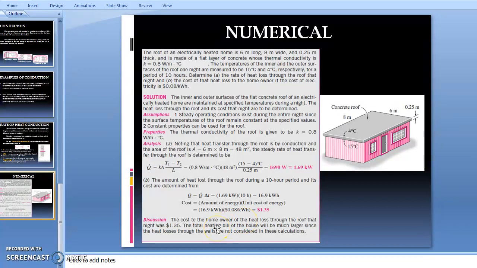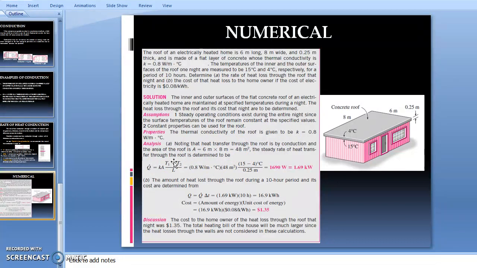So for 10 hours the loss for the homeowner is $1.35. And remember, in all these calculations we have considered heat loss only through the roof, but actually the loss will be more than $1.35, because heat transfer will also take place through the side walls, and we have not considered that in our problem. Okay, so this is how the rate of heat conduction is calculated.